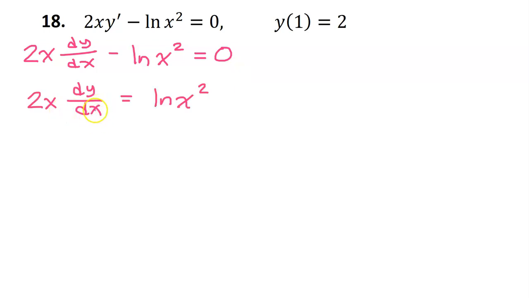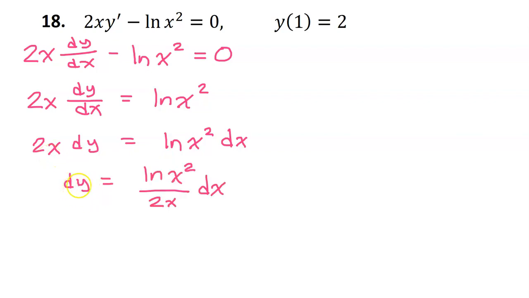Next, I think I will move the dx to the other side by multiplying both sides by dx. Now we can move that 2x over to the right-hand side by dividing both sides by 2x. Now that we have all of the y's on the left and the x's on the right, we can integrate both sides of the equation. Integrating dy is like integrating a 1. So the antiderivative will just be y.